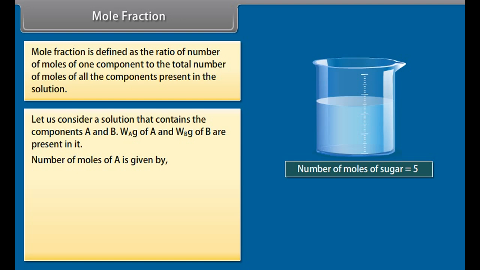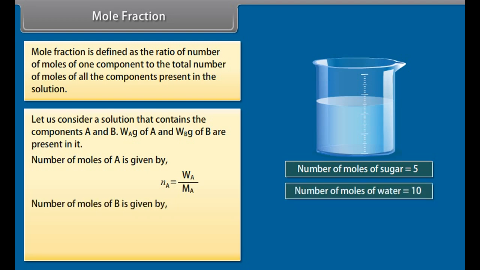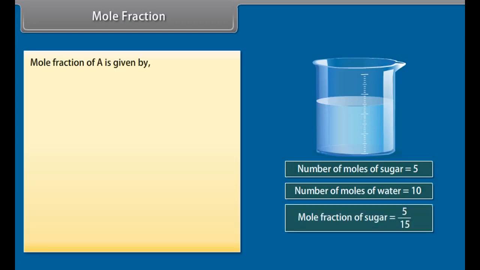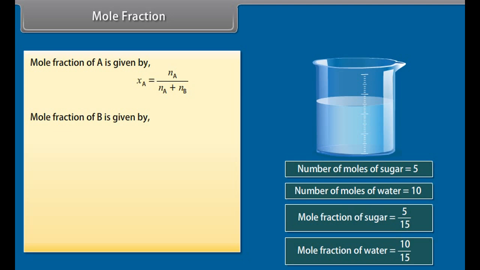Number of moles of A is given by WA upon MA. Number of moles of B is given by WB upon MB. Total number of moles of A and B is equal to NA plus NB. Mole fraction of A is given by NA divided by NA plus NB. Mole fraction of B is given by NB divided by NA plus NB.